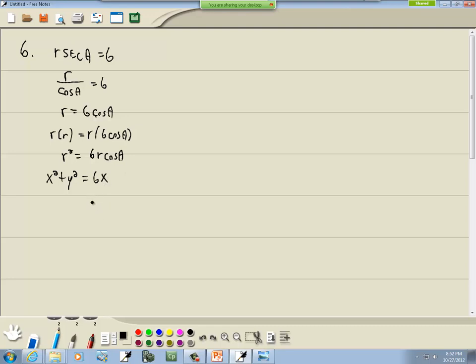Well, this is another circle, so we have to put it in our standard form. So I take the 6x over. So we got x squared minus 6x plus y squared is equal to 0. We want to complete the square on the x's, so we'll take the number before our x, which is negative 6, multiply it by half and square it. Negative 6 times a half is negative 3, and negative 3 squared gives us 9. And we'll add that to both sides.